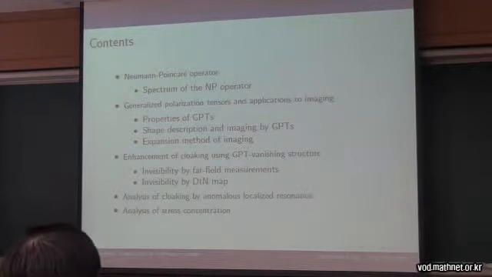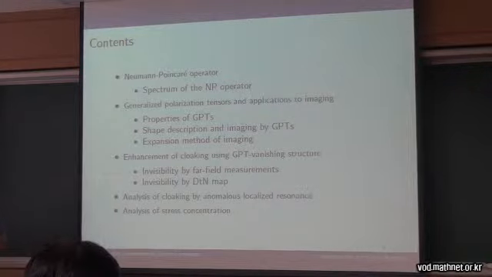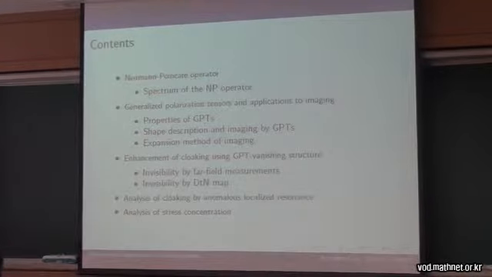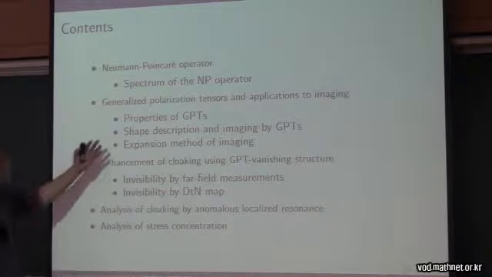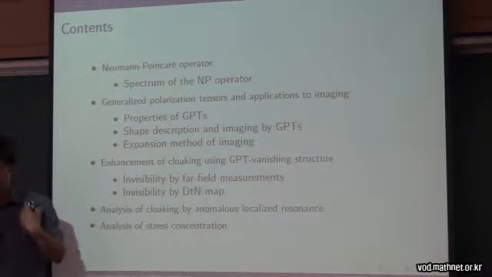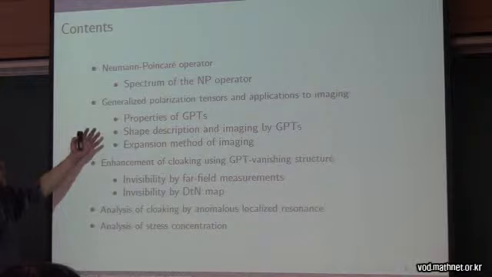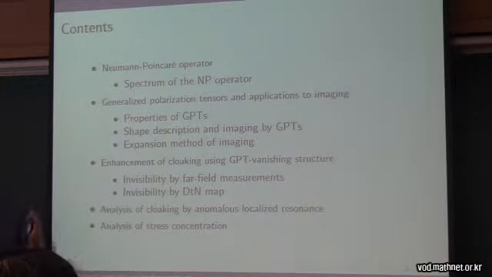First I'll explain the classical notion of the Neumann-Poincaré operator, which is very classical. And then using the Neumann-Poincaré operator, we will define the so-called generalized polarization tensor, which is a geometric quantity associated with the shapes. And then using this generalized polarization tensor, I'll explain how the shapes can be described.